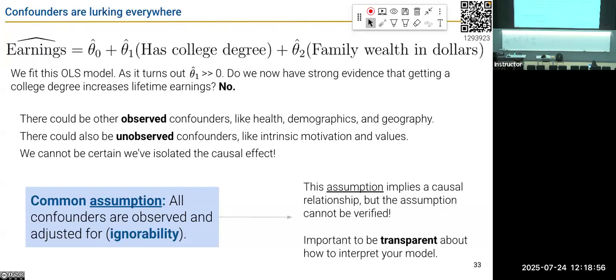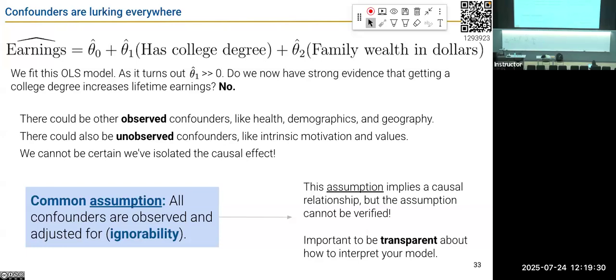One, this is not really a verifiable assumption. You can't really prove that you have accounted for everything. But if you somehow manage to verify your assumption, then it does imply a causal relationship. So if you have accounted for all of the confounders, then you could establish causality potentially. This is why it's important to be open and document everything you do with your models.